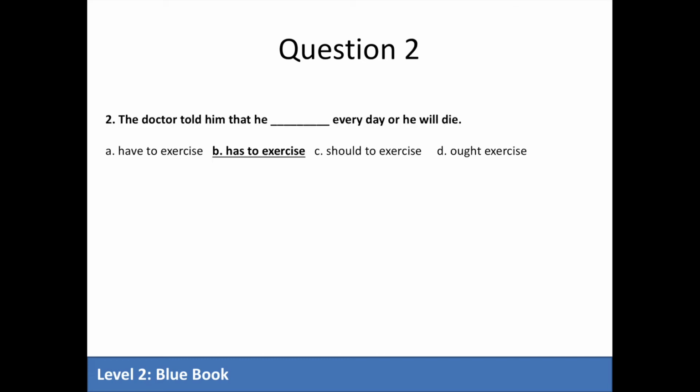Question 2. The doctor told him that he blank every day or he will die. Again, he will die, that sounds really serious, so it's very necessary. So B, has to exercise, is the correct answer. Don't forget, we're using has to because we have the subject he.